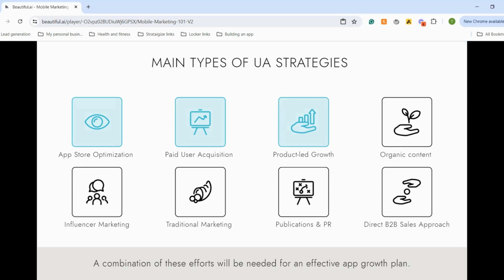as I was discussing before, organic content across social media, influencer marketing, traditional marketing, running TV, radio, podcast ads, publication and PR, and a direct B2B sales approach. So a good growth strategy definitely has a mix of a lot of these different elements. However, the core pieces are definitely App Store optimization and paid user acquisition. Those should be incorporated in pretty much every single app growth strategy.